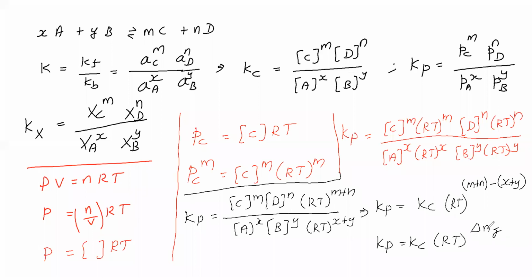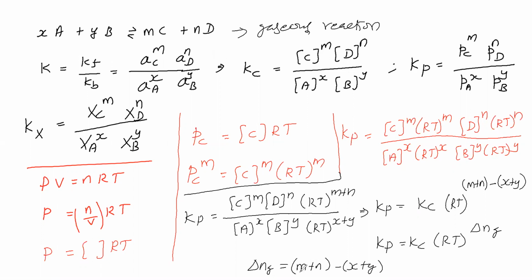Delta Ng is called the change in number of moles of gaseous species. Delta Ng is equal to what? M plus N minus X plus Y. Here M, N, X, Y are the coefficients in this equation. We have taken this as a gaseous phase reaction, that means all the substances involved are in gaseous state. Therefore, delta Ng is the change in number of moles of gaseous species.